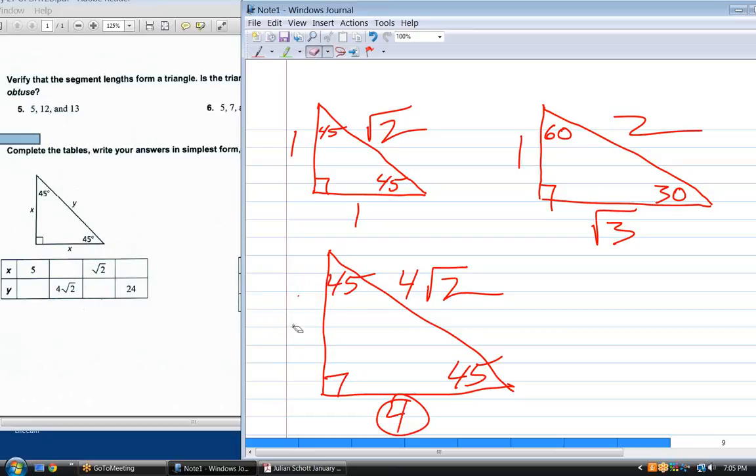To do the third column, they said, well, what if this side is square root of 2? What's this side? Square root of 2. And what's the hypotenuse? 2. Good. So 2 goes here. Now let's do the fourth column. They're telling us that the hypotenuse is 24. It's a little harder. What's the similarity ratio?